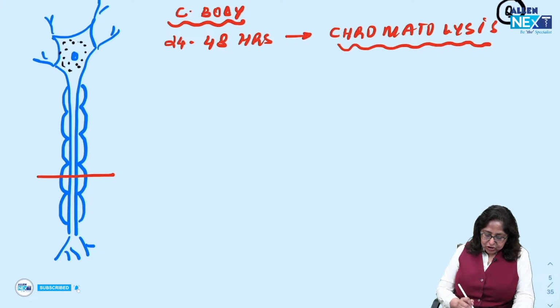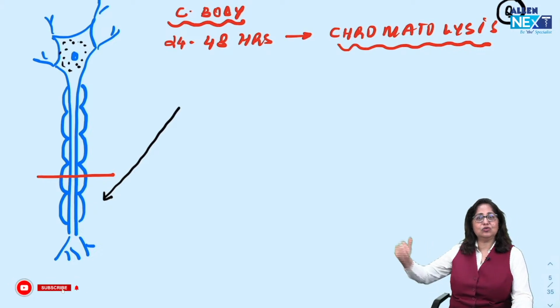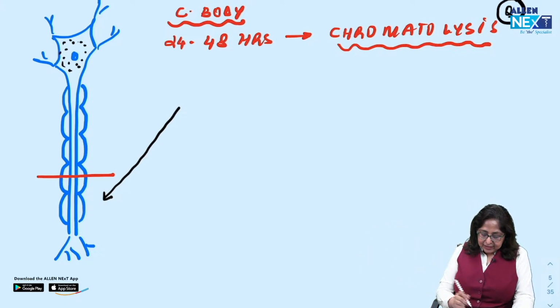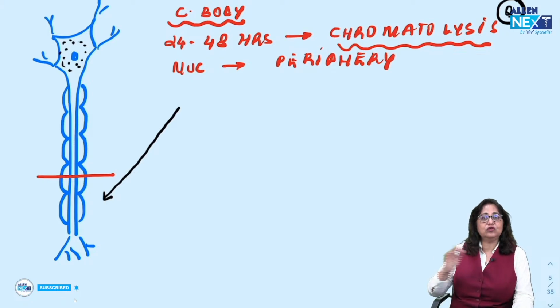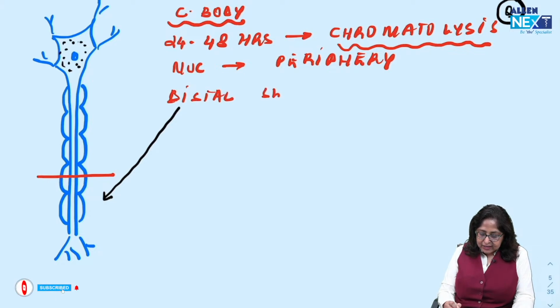Now, there are changes in the distal segment and changes in the proximal segment. Distal segment means distal to the injury, proximal to the injury. Now, in the cell body, one more change, the nucleus moves to the periphery. Nucleus, which has a central position, moves to the periphery. Now, let us see what are the changes in the distal segment.